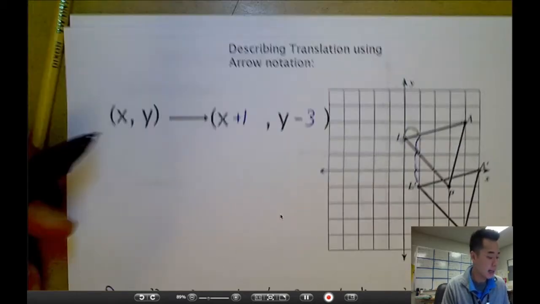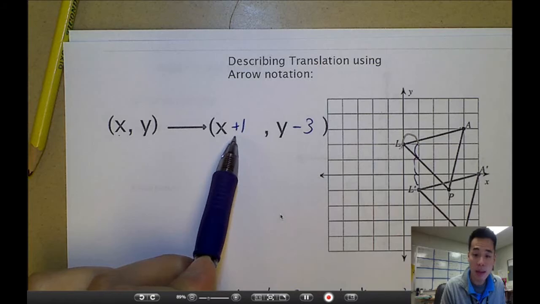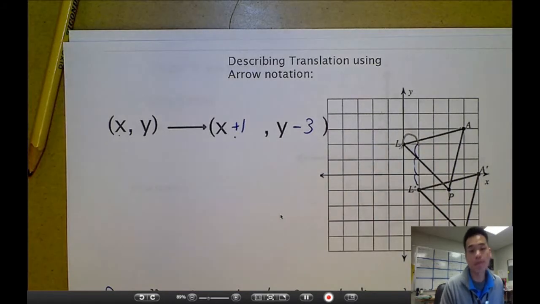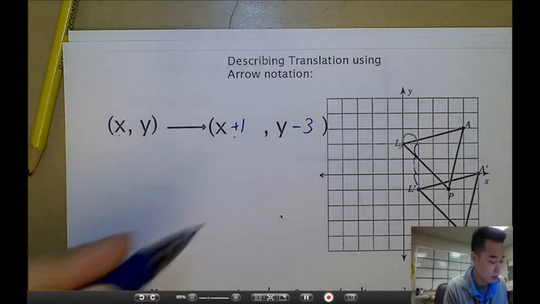So basically, I take every x and y of my polygon and I add 1 to the x and subtract 3 from the y, and I will get the prime, or the double prime, or the triple prime. Just means copies of copies of copies. Let's track this real quick.